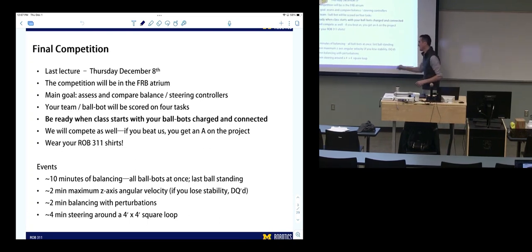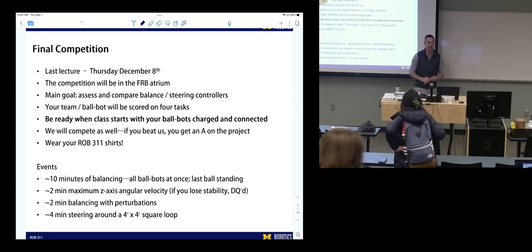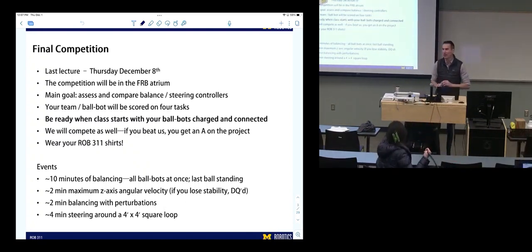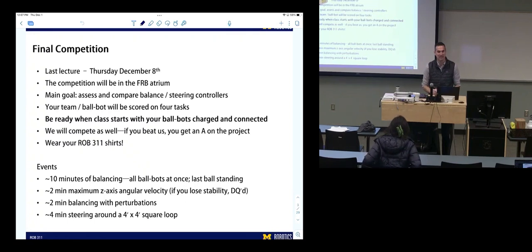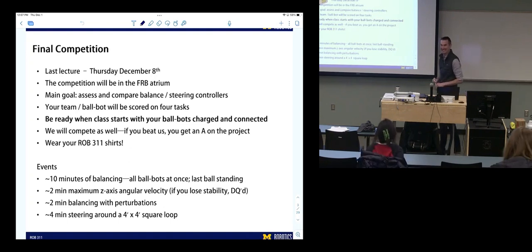This is really hard. In fact, I didn't actually think this would be possible, but we have it working. So if we have it working, you guys are close to having it working. When driving on the square, if you go past, it's okay. Just nominally a square.